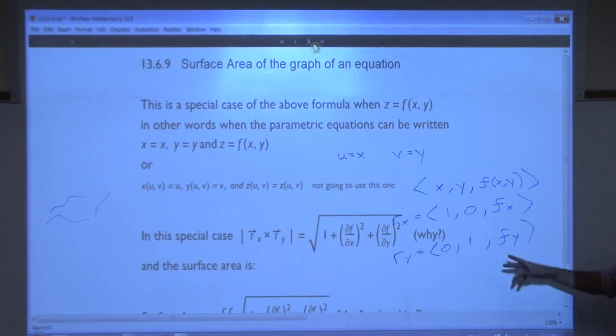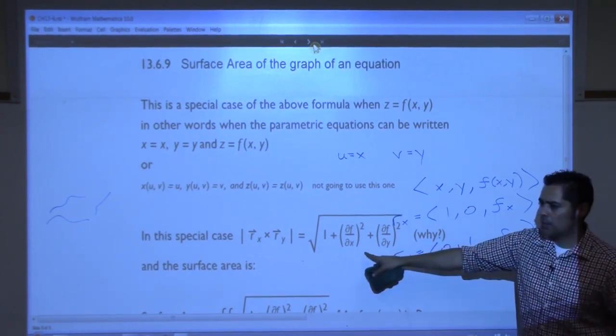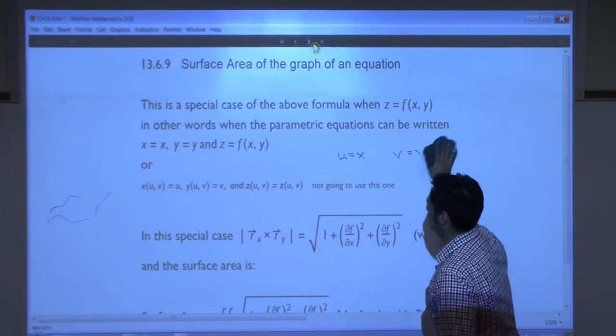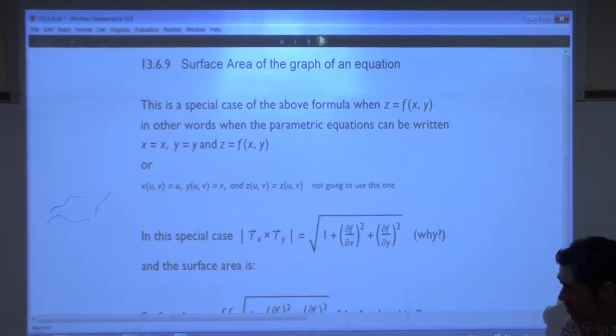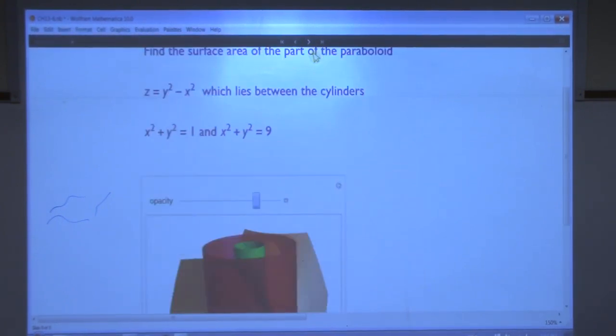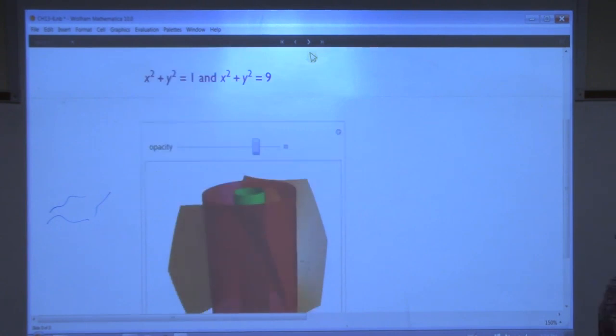Now if we cross these, lots of things are going to go away. We're going to get 1s in there. And then if you take the magnitude, square root of all that, you will get this formula. It's super clean and quick and easy to use. So it makes our surface area formula real easy to compute. I'm going to give you an example of this.